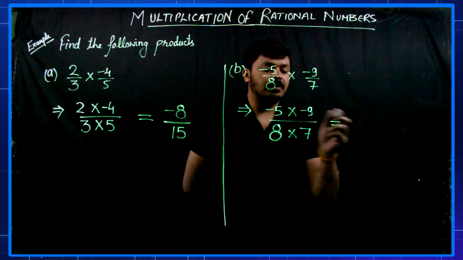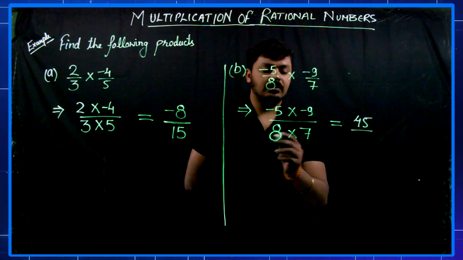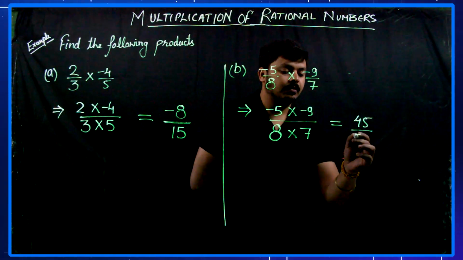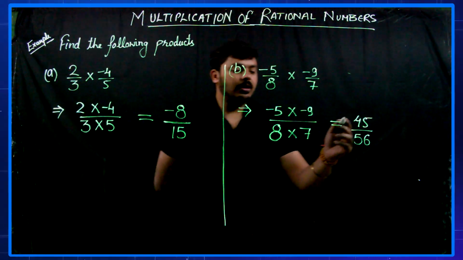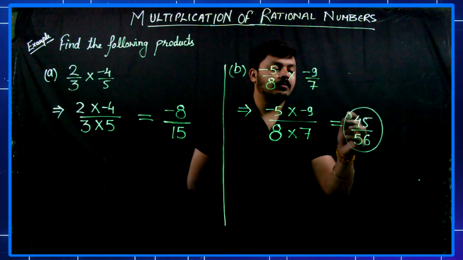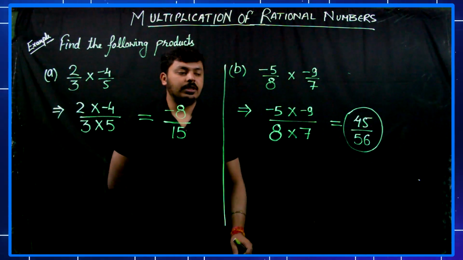So 9 5s are 45 by 8 7s are 56. So this is our rational number, that is, the product of the two rational numbers is also rational.